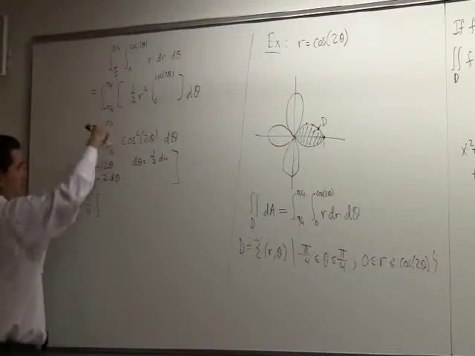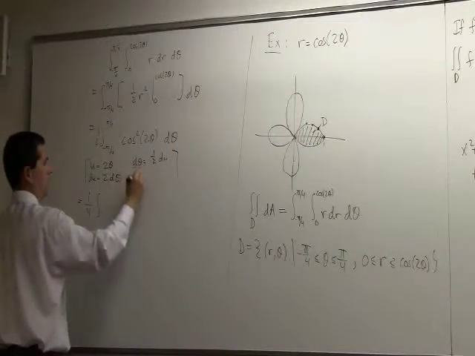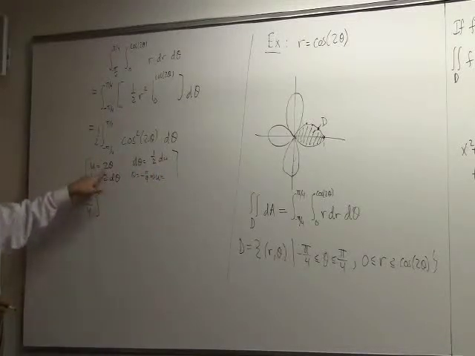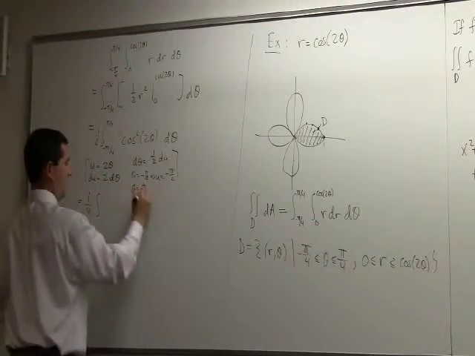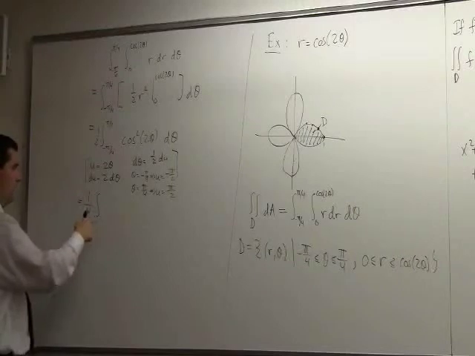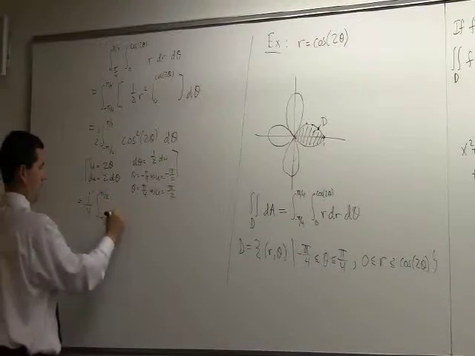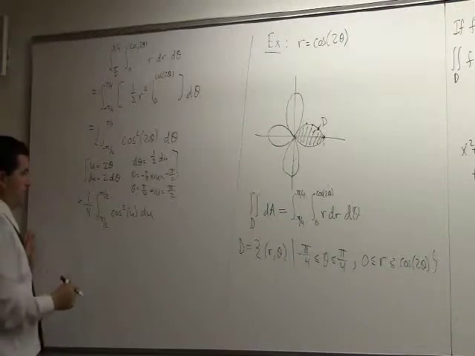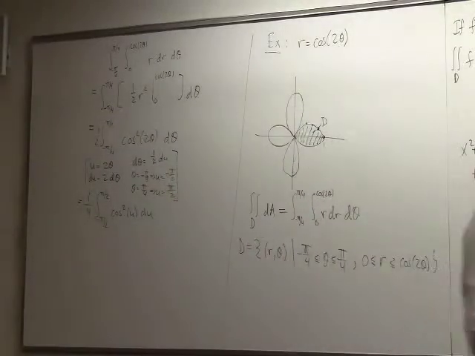Oh, and I guess I should replace my bounds too. If theta equals minus pi over 4, then u equals 2 times minus pi over 4, minus pi over 2. And if theta equals pi over 4, then u equals 2 times pi over 4, which is pi over 2. So this becomes the integral from minus pi over 2 to pi over 2 of cosine squared u du. And I don't need to convert back at the end. I switched all the bounds into u's. Now we need to remember what cosine squared's antiderivative is.